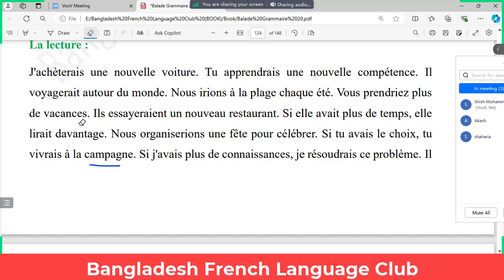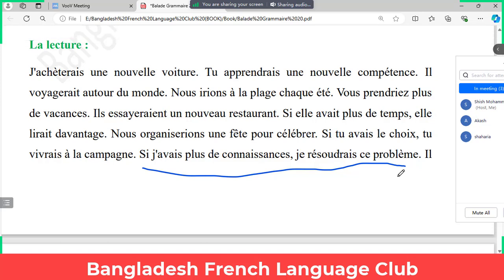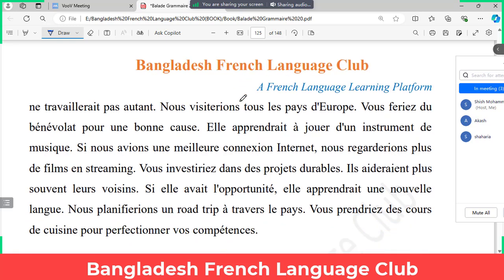Then next sentence. Si j'avais plus de connaissances, pour résoudre ce problème. Connaissance, not "konai", it's connaissance. Problème, right? So if I had plus de connaissances, connaissance means knowledge, enough knowledge, a lot of knowledge. If I had enough knowledge, I would resolve this problem. Résoudre, to resolve.